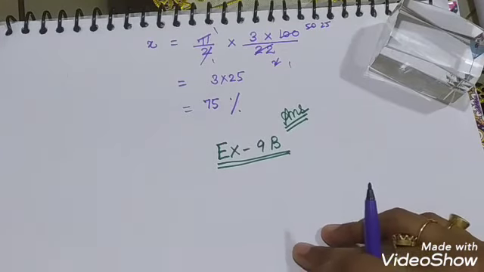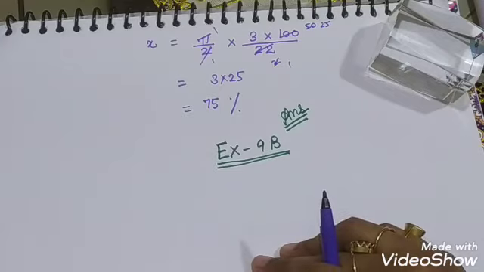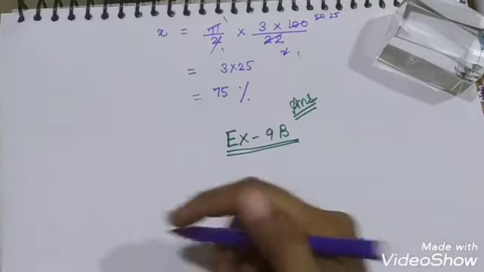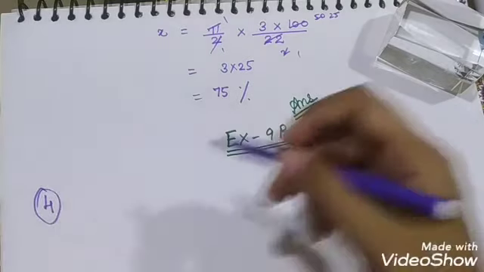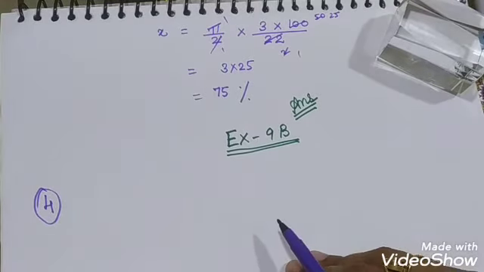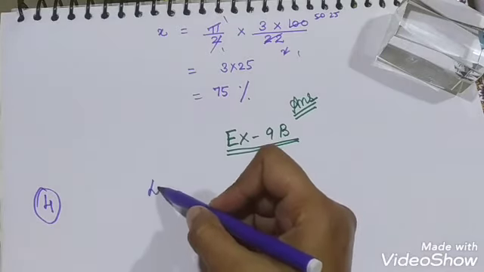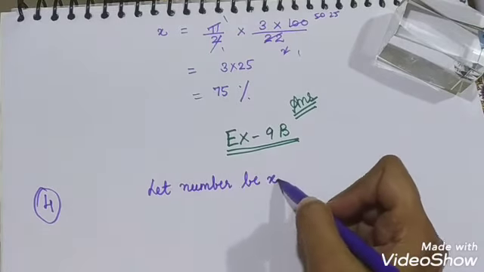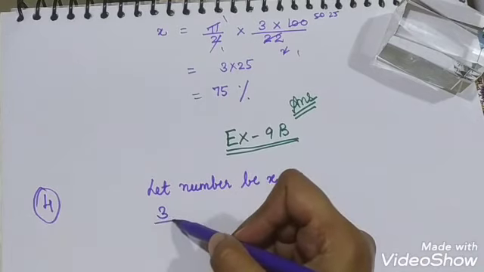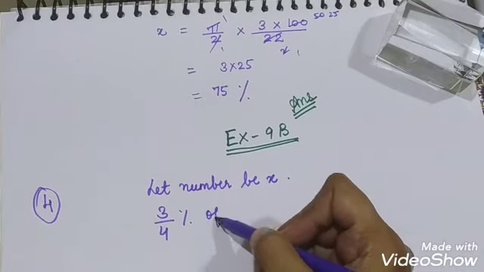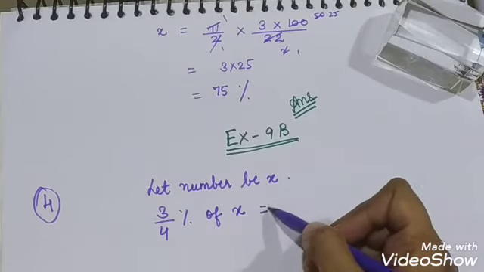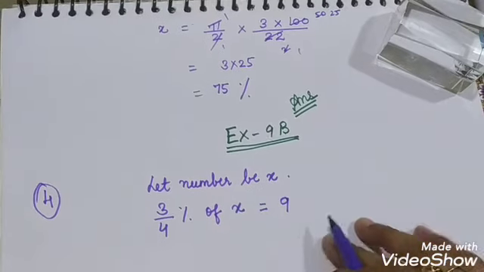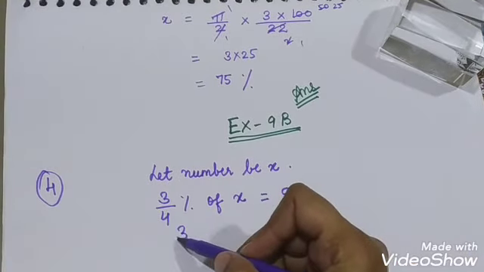So question number 1 to 4 are of the same type. I'm solving question number 4 for you because it is in fraction. So first I'll solve question number 4. Let us read the question from the book. If 3 upon 4% of a number is 9, find the number. Whatever is asked, we suppose it as x. So we will write let the number be x. So what is given? 3 upon 4% of a number means x is equal to 9, and find the number means they are asking to find x. Then we will solve for it.